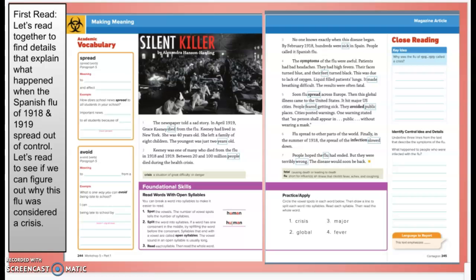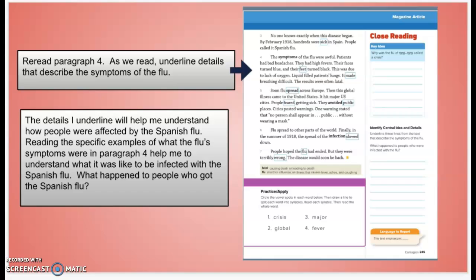Okay, now we're going to do a second read, but the only part we're going to reread is paragraph 4. When we read paragraph 4, I'm going to ask you to underline details that you pick out that describe the symptoms of the flu. This is going to help you answer the question in the section called Identify Central Idea and Details. There again, they want you to underline at least 3 lines from the text. You can underline more if you want. And then you're going to answer this question.